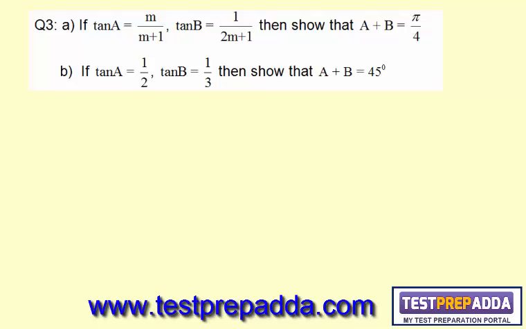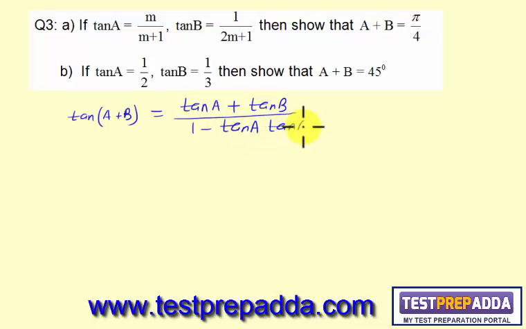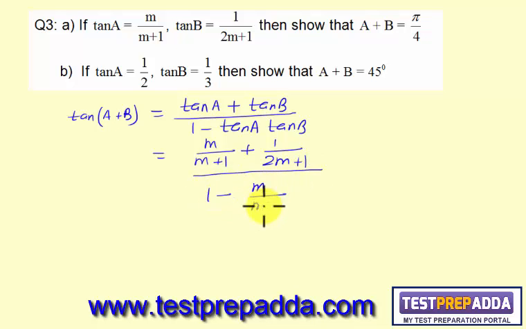Here tan A and tan B are given, and we will try to find tan A plus B. We already know tan A plus B can be written as tan A plus tan B upon 1 minus tan A tan B. Substitute the given values. I'll substitute tan A as m upon m plus 1, and plus 1 upon 2m plus 1, upon 1 minus m upon m plus 1 into 1 upon 2m plus 1.